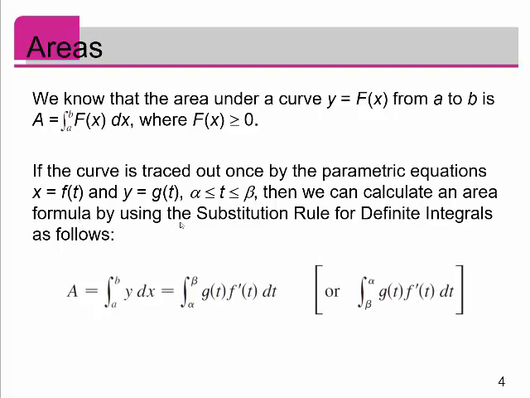Then we can calculate an area formula just by using the substitution rule for definite integrals as follows. The area, the integral from a to b of y dx, our original curve, is equal to, now switching it over into the parametric equations, the definite integral from alpha to beta, whatever t varies from, of g of t, the parametric function for y, times f prime of t, the derivative of the parametric equation for the x variable, dt. So the definite integral from alpha to beta of g(t) f prime(t) dt. It's just a formula that you'll straight follow to do these problems.